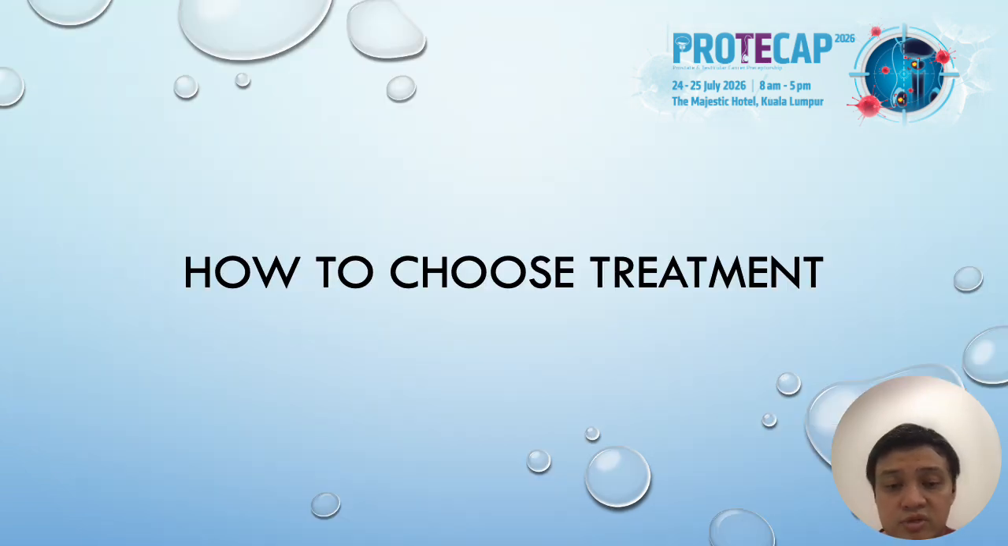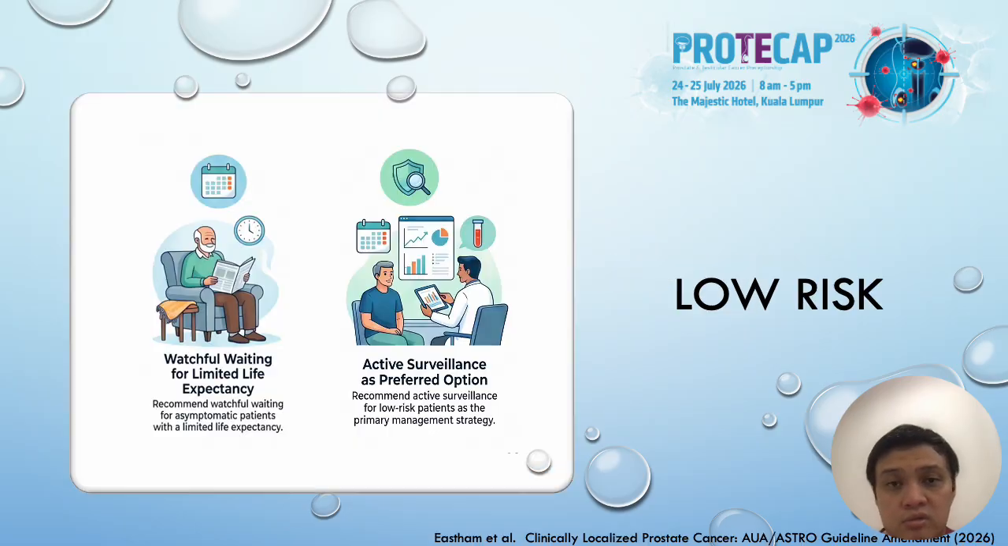Okay, lastly, we're going to talk briefly about how to choose treatment. Of course, I'm not going to go into details regarding treatment because I think this will be covered by the other lectures like Dr. Sandhya and Popong. Okay, so for low risk, whether this is low risk according to the AUA, the best option if the patient has a good life expectancy is active surveillance. Alternatively, if the patient has a limited life expectancy, then you go for watchful waiting.